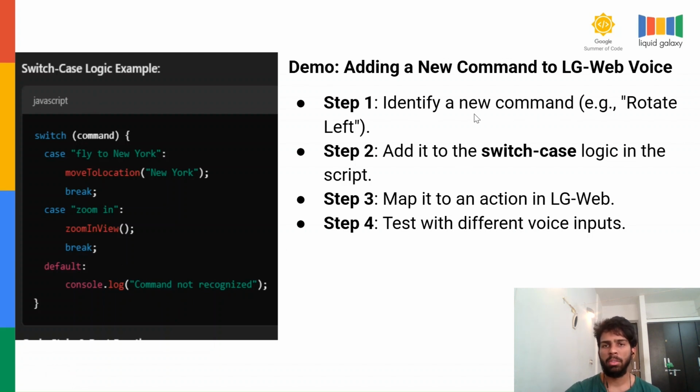So identification. To add a new command, you'll need to know what the command does. For example, say rotate left, that rotates the earth around 10 to 20 degrees. Then add a switch case logic, so you could write in rotate earth or rotate left. Then we'll need to write some functions, like a rotate function, that maybe calls a web API that then talks with our LG rig, and you can test those with voice input after it has been integrated.